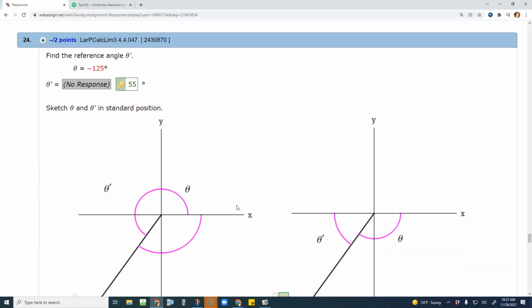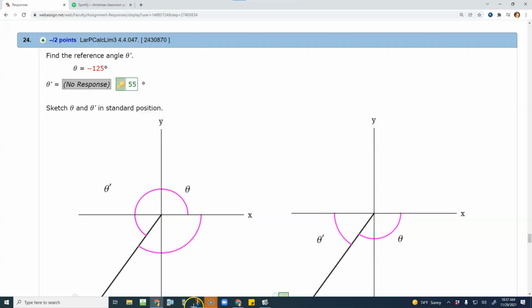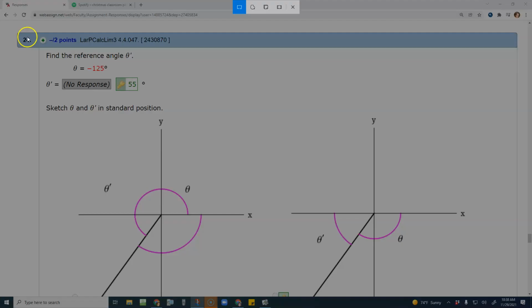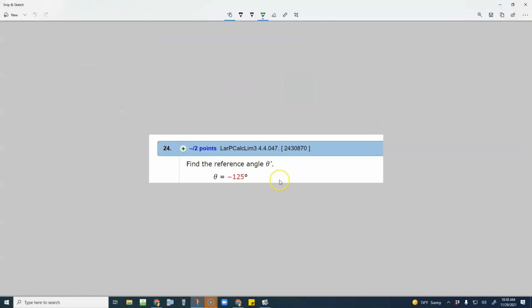Oh, you guys don't remember reference angles? Reference angles are the little baby acute angle it takes to get to the x-axis from wherever this lands. Hey guys, what does it mean when I have a negative angle? It's going the other way, starting from standard position, which is the positive x-axis.